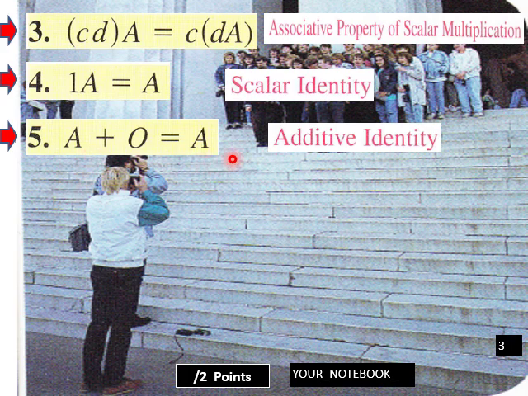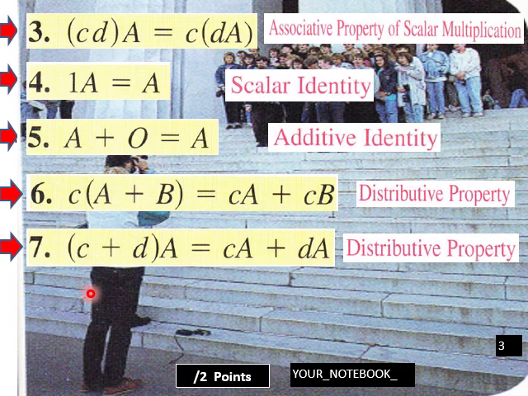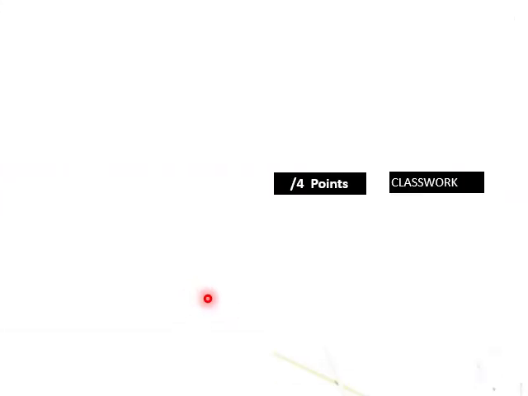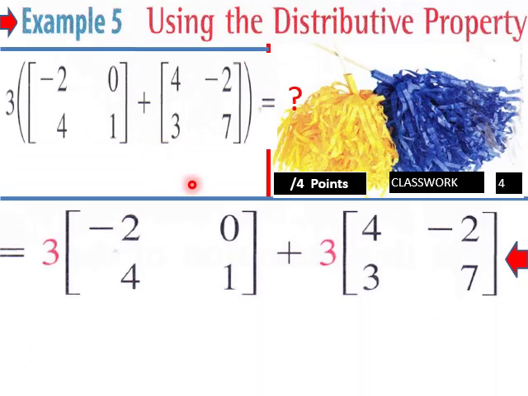Number 5, A plus 0 equals A. Then we have the additive identity. And then number 6, c times the quantity A plus B equals c times A plus c times B, the distributive property. And then number 7, the quantity c plus d multiplied by A equals cA plus dA, also the distributive property. So let's try an example that contains these properties, okay?